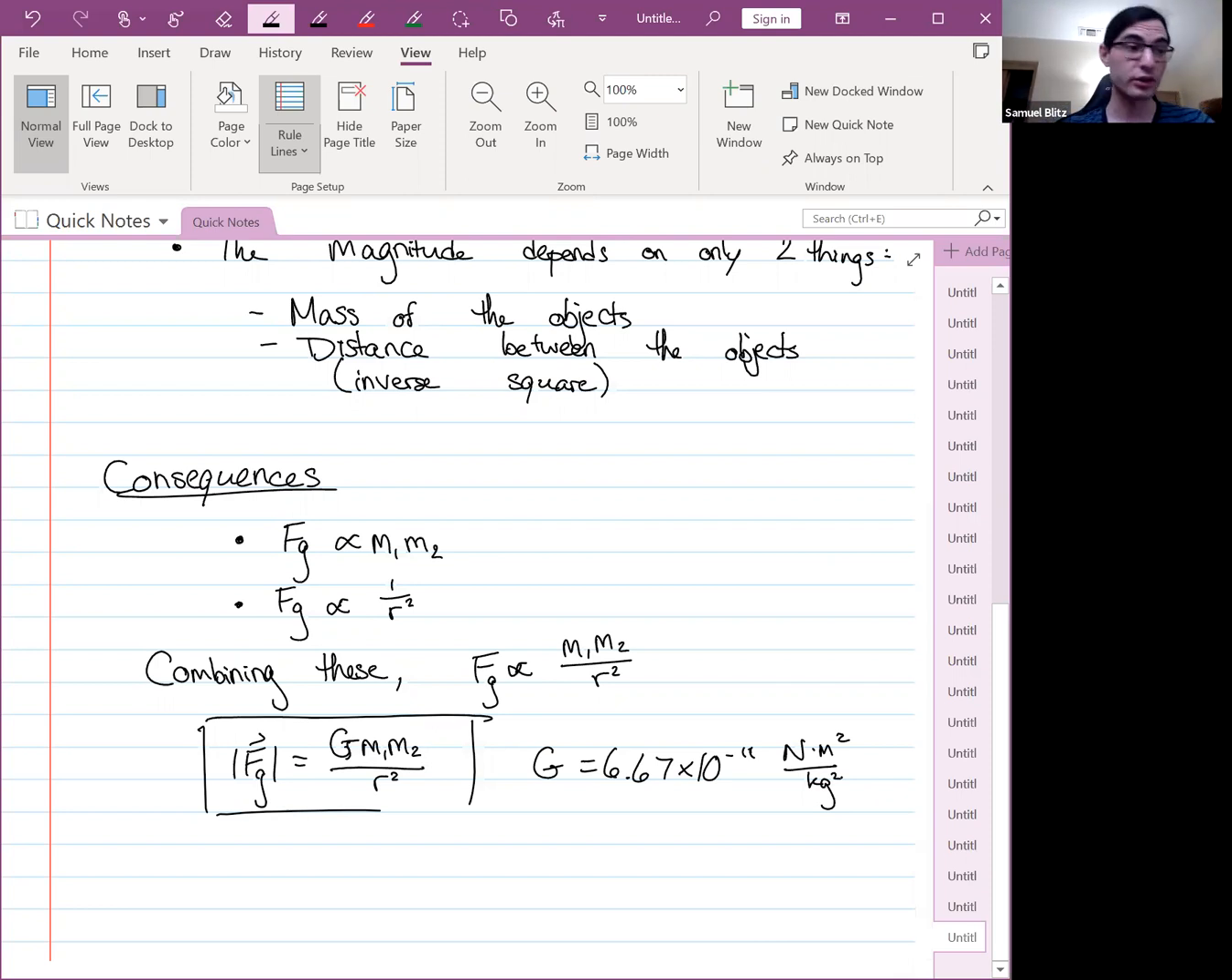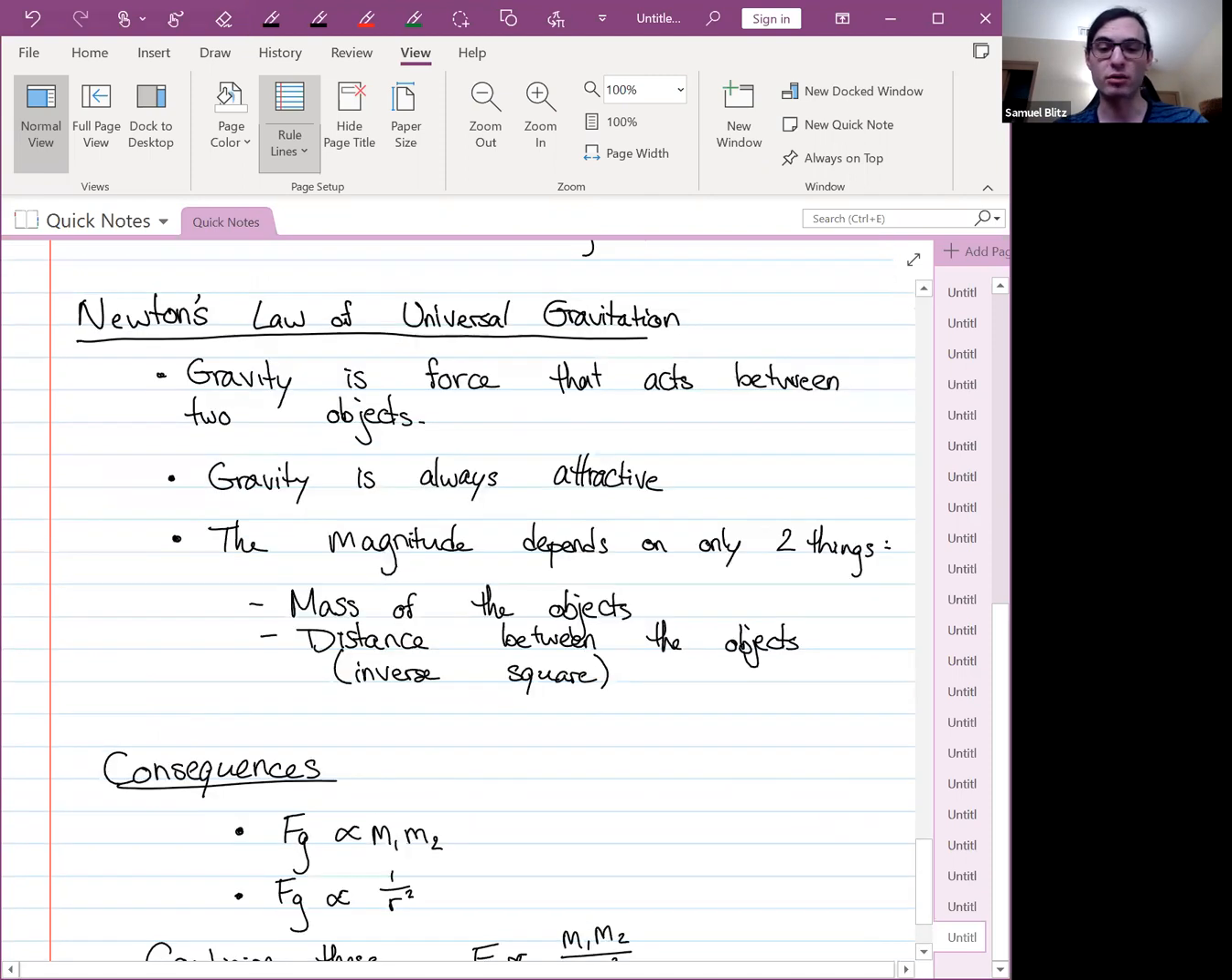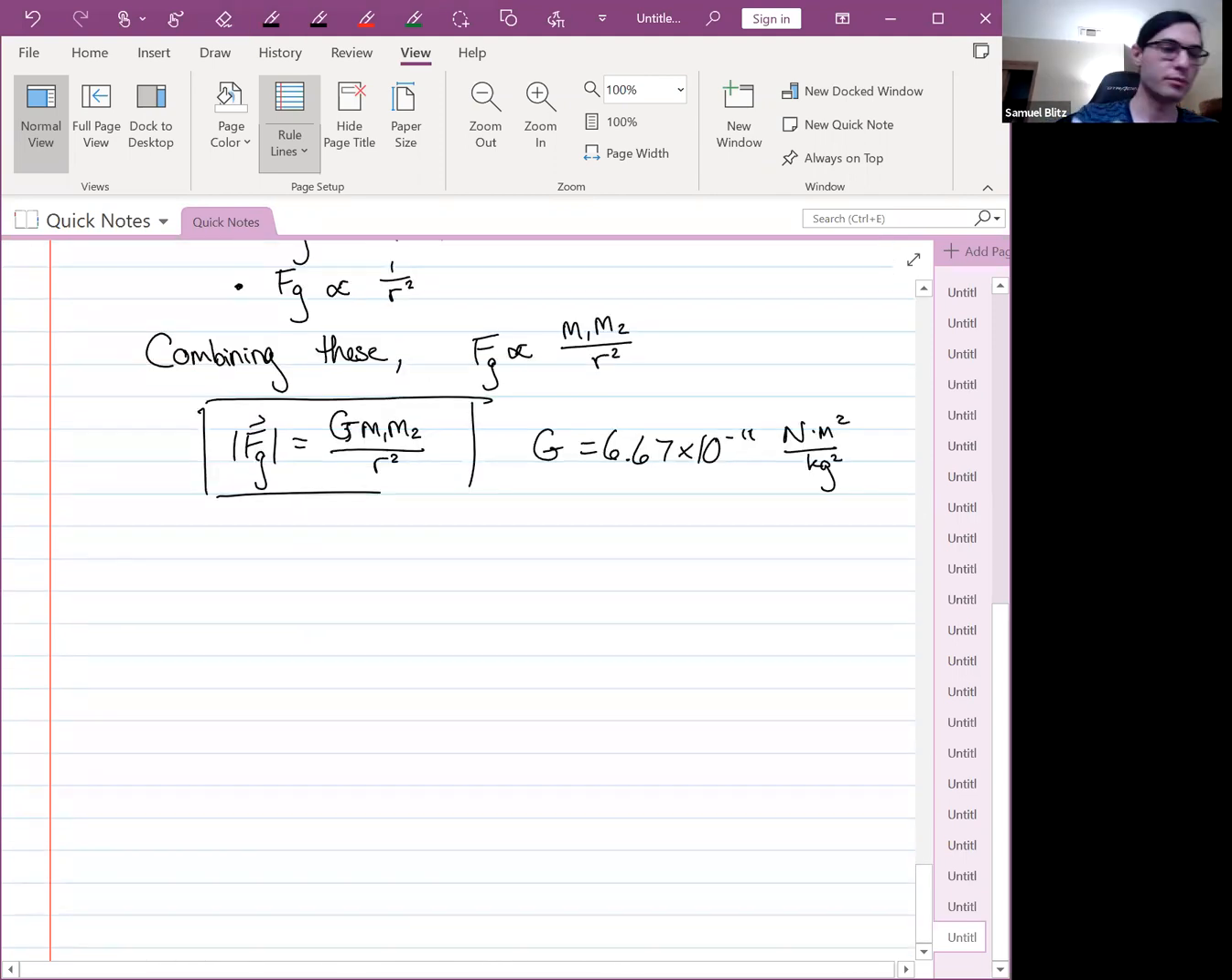So that's great. That tells us what the magnitude is. We also know something about the direction, right? The fact that gravity is attractive tells us what direction the force is. We can characterize that formally using vectors. Because it's attractive, the force on one object from a second object points from the first object to the center of mass of the second object. It points to the center of mass of the attracting object.